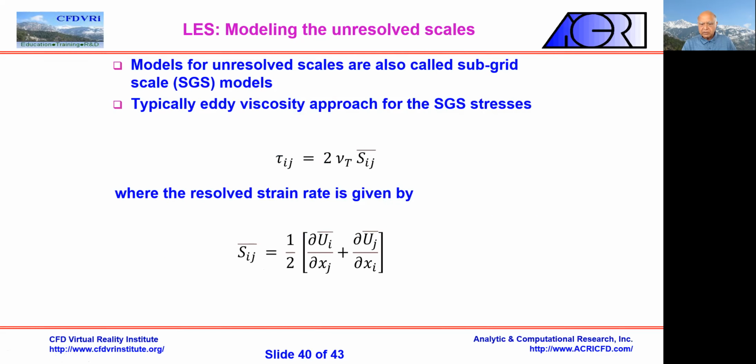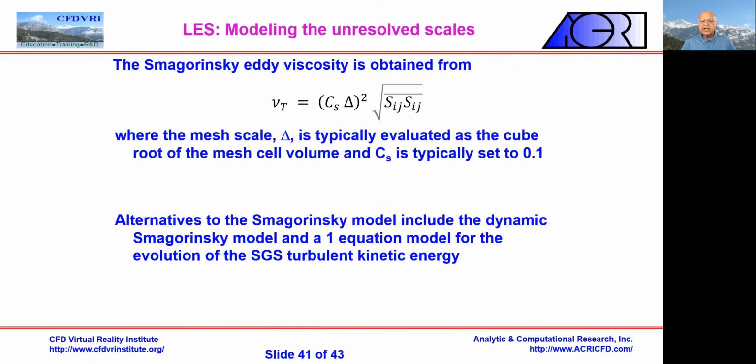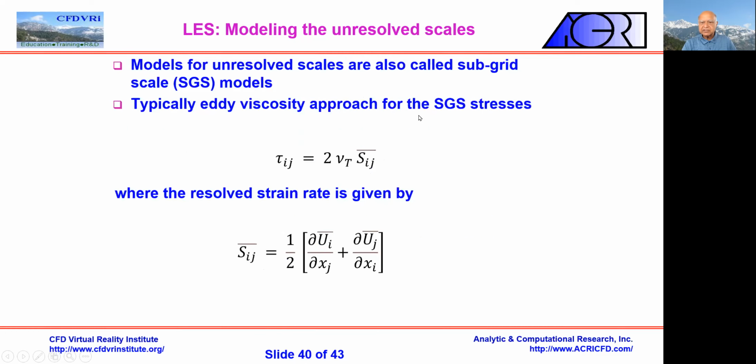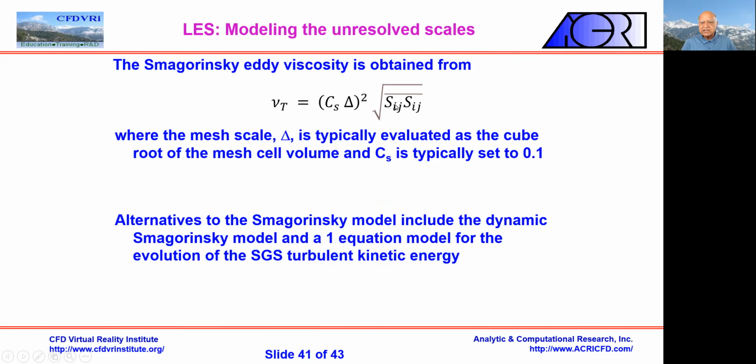Smagorinsky was one of the first to come up with this. His eddy viscosity model basically said that nu t is equal to a length scale delta times this shear stress, 2 nu t Sij. Here is the Sij, the strain rate. It's the average of those strains multiplied by a constant, typically called the Smagorinsky constant. It's set to 1. He was one of the first to play around with this. And the question is, what is this delta?